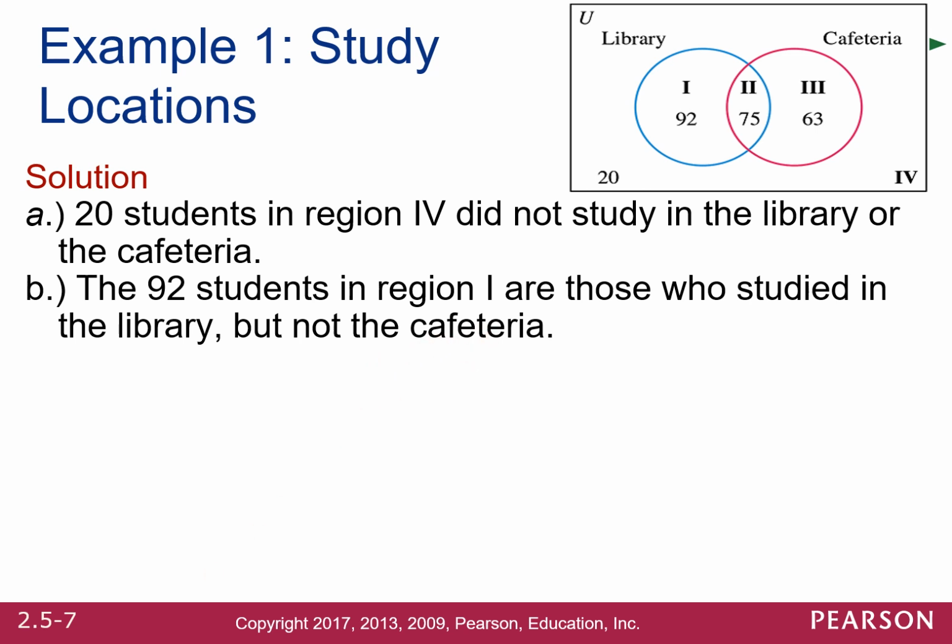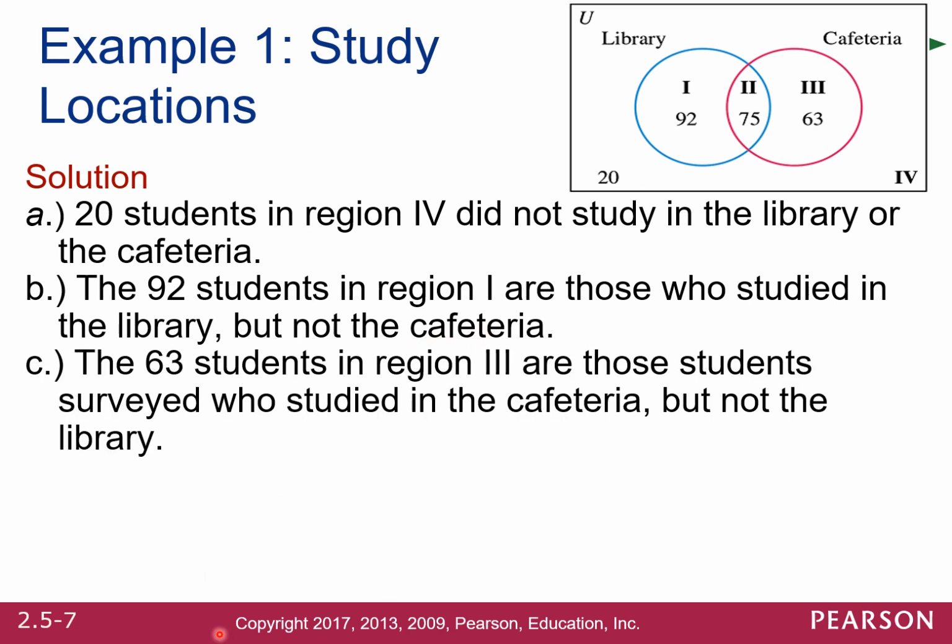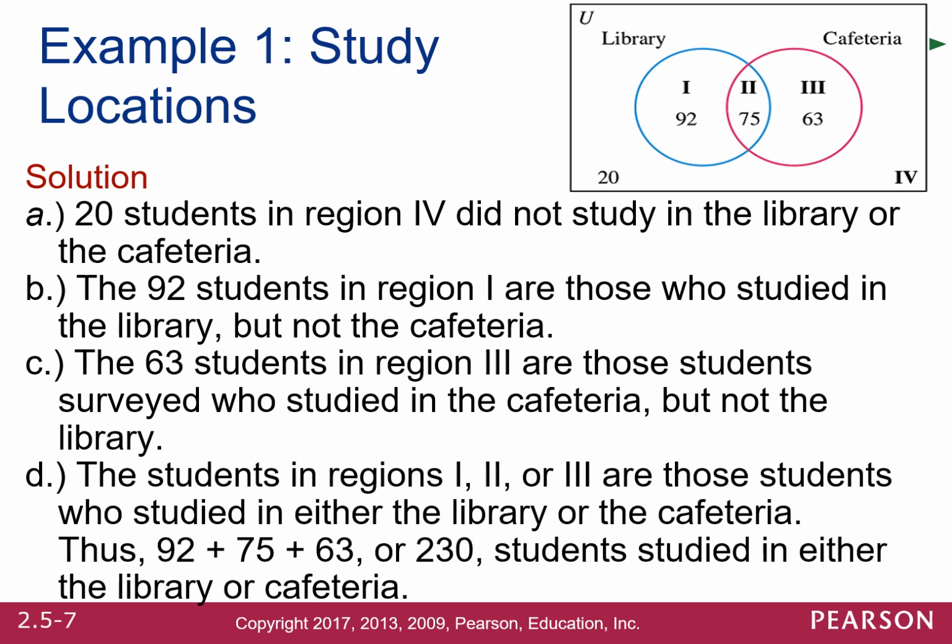The next part of the question asked how many students said they studied in the cafeteria but not the library, and those are the students who fall only in region 3. They never studied in the library, they only studied in the cafeteria. So the 63 students in region 3 are those students surveyed who studied in the cafeteria but not the library.